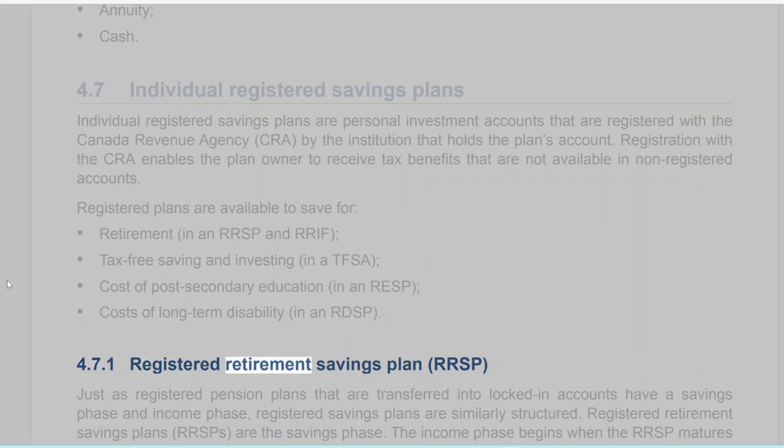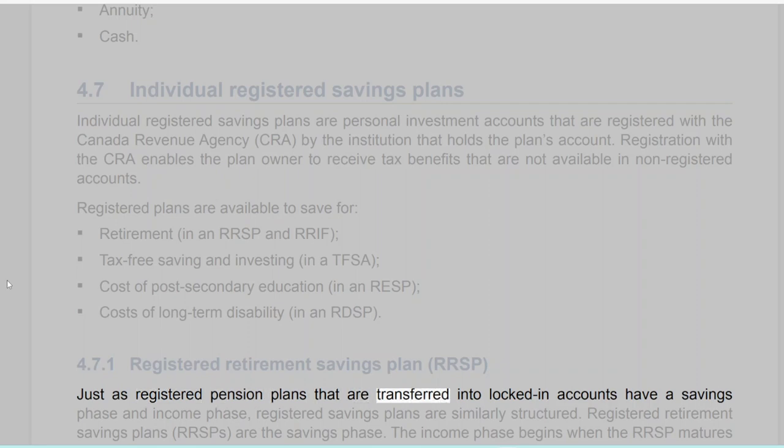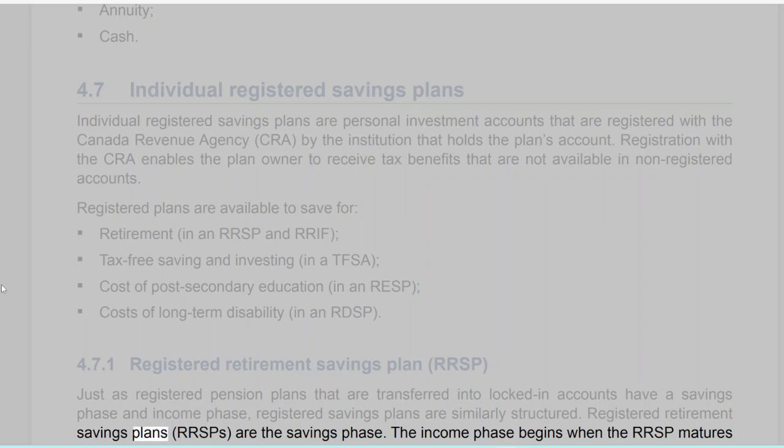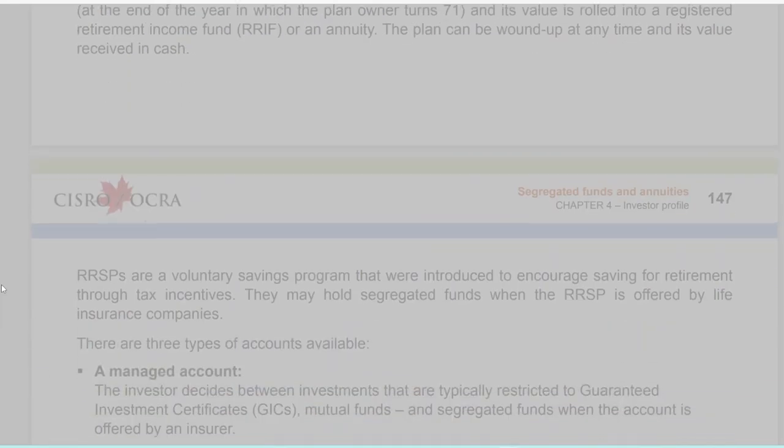4.7.1 Registered Retirement Savings Plan, RRSP. Just as registered pension plans that are transferred into locked-in accounts have a savings phase and income phase, registered savings plans are similarly structured. Registered Retirement Savings Plans, RRSPs, are the savings phase. The income phase begins when the RRSP matures at the end of the year in which the plan owner turns 71 and its value is rolled into a Registered Retirement Income Fund, RRIF, or an annuity. The plan can be wound up at any time and its value received in cash.